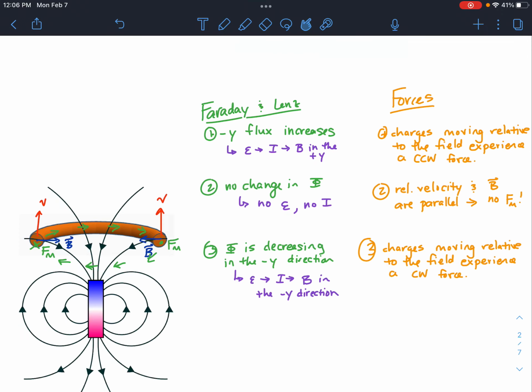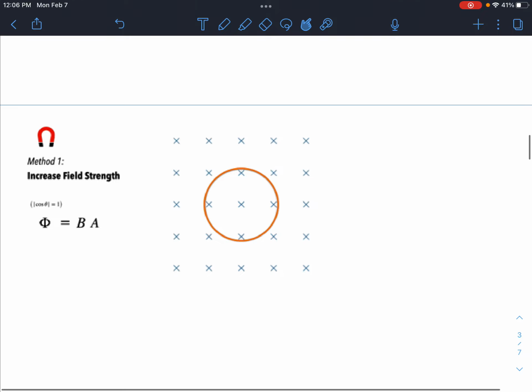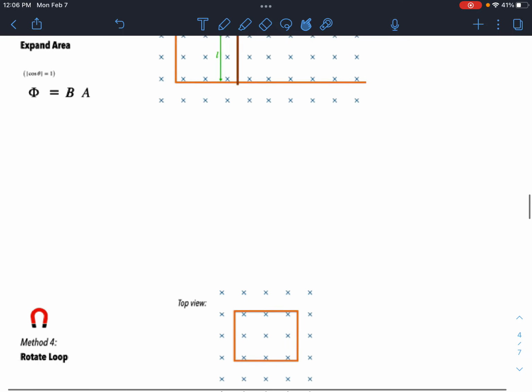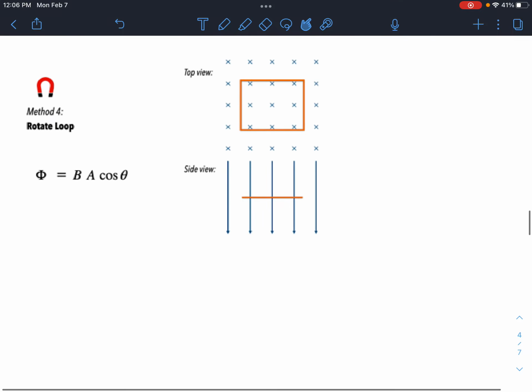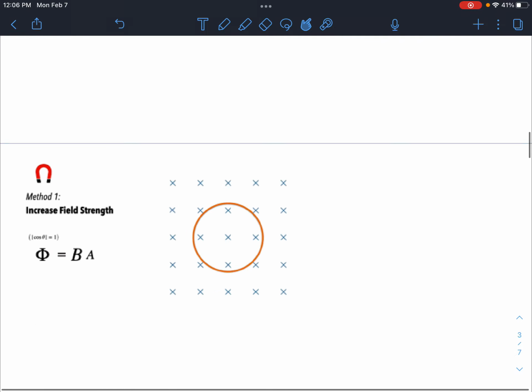All right, I'm going to do another one of these in a bit that includes some discussion about some animations that I made, the 4 main ways that you can change the magnetic flux through something, and then how those can be interpreted using forces as well.